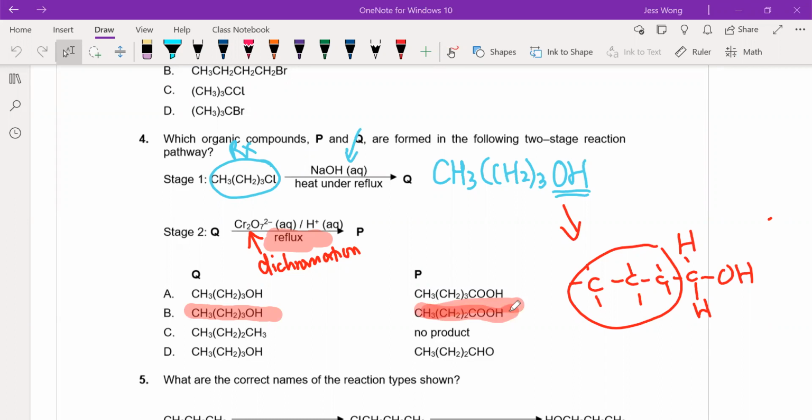Now, I know both of them give you the carboxylic acid, but if you count the total number of carbon, you should only have 4 carbon. So therefore, option 1 is wrong. You have 1 plus 3 plus 1. So you have 5 carbon here.